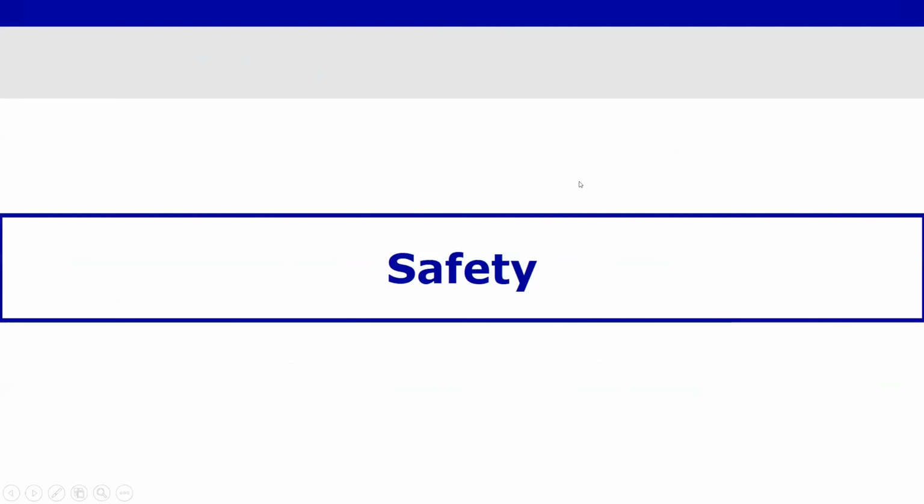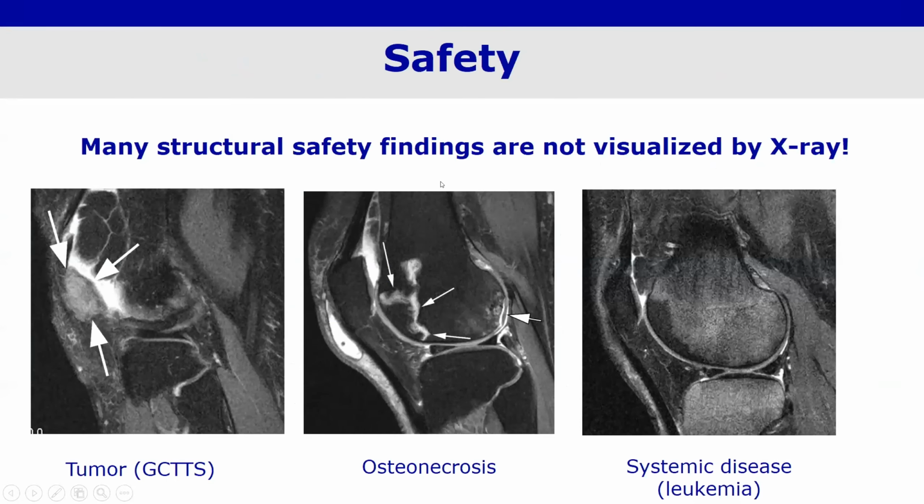Just one slide regarding safety, and this is partly already covered in my introduction when we were talking about eligibility. Many structural safety findings that may be considered an adverse event during a trial are not seen on the X-ray. A tumor here on the left-hand side, not common, but also not very rare, is called PVNS, or giant cell tumor of the tendon sheath. In the middle, you see osteonecrosis, which puts the joint at risk for articular surface collapse. And you can see here a delamination at the posterior of the lateral femur, or bone marrow infiltration here, as in the case of leukemia.